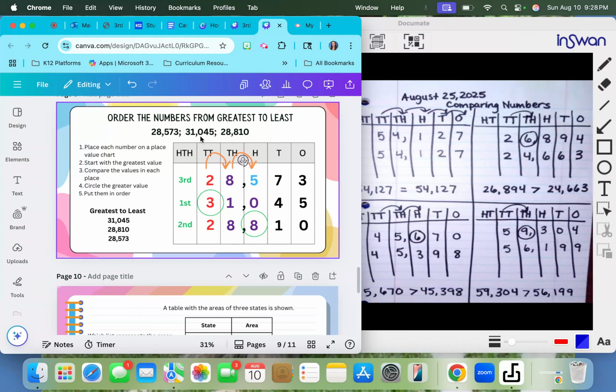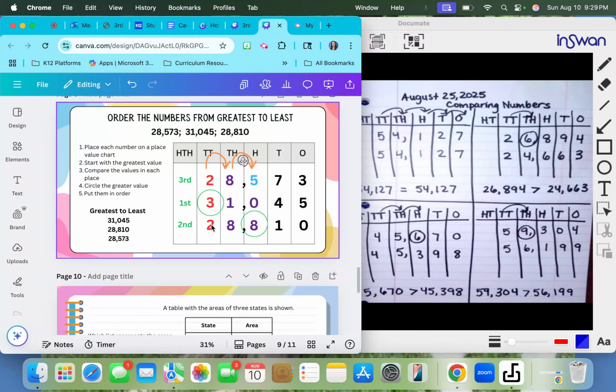So here I was given these three numbers up here at the top. So I placed those numbers onto my place value chart. Then I started with the place with the greatest value, which for this number is the 10,000s place. And I started comparing my values. I had a 20,000, a 30,000, and another 20,000. Well, 30,000 is greater than the 20,000s, so I circled that. And now I know that this number is going to be first in my list because we're doing greatest to least. I want the greatest number. This is the greatest number. So I'm going to put him first in my list.